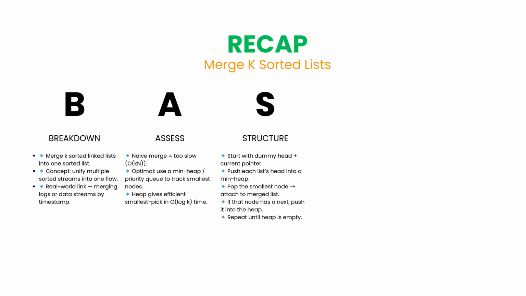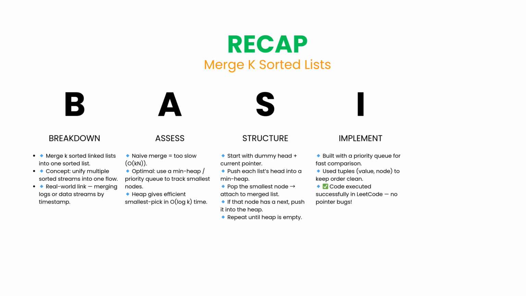Structure recap. Here's the plan. Create a dummy head for the merged list and a current pointer. Initialize a min-heap and push the first node of each list, if not null. While the heap isn't empty, pop the smallest node, attach it to the merged list, and if that node has a next, push it into the heap. Move the current pointer forward and continue. At the end, return the merged list.